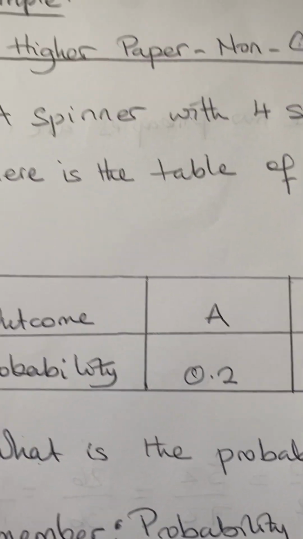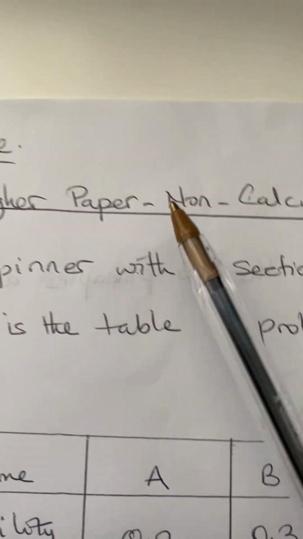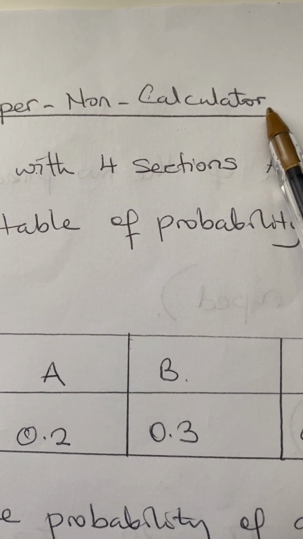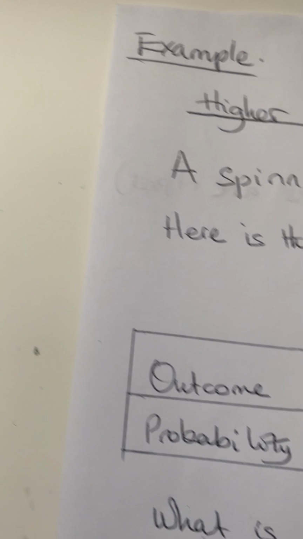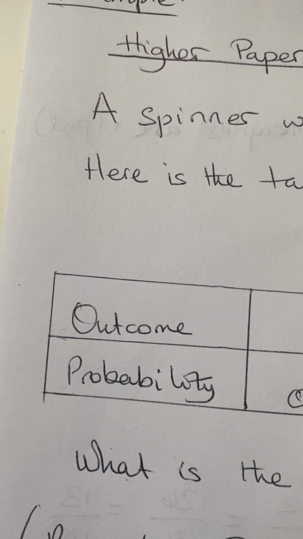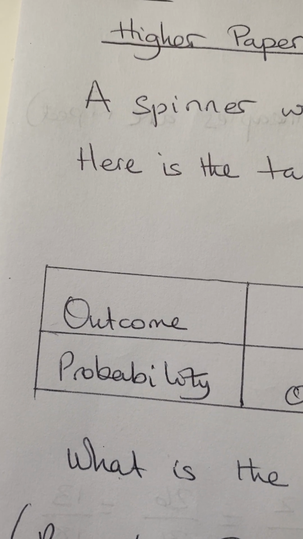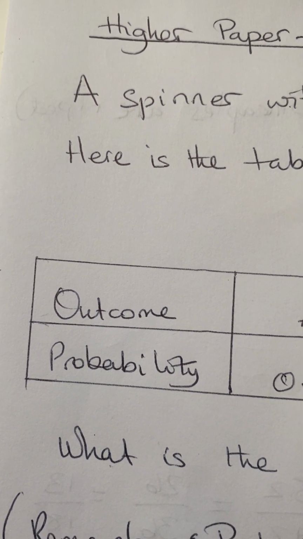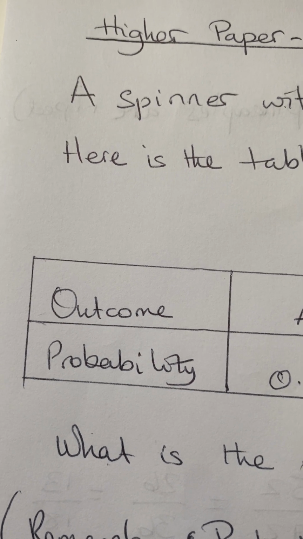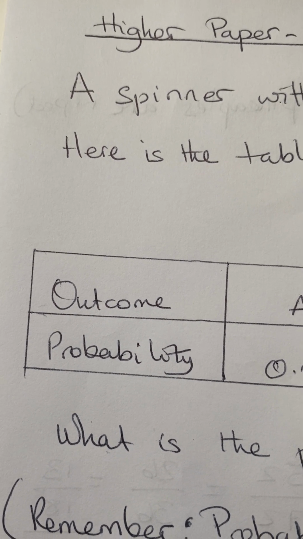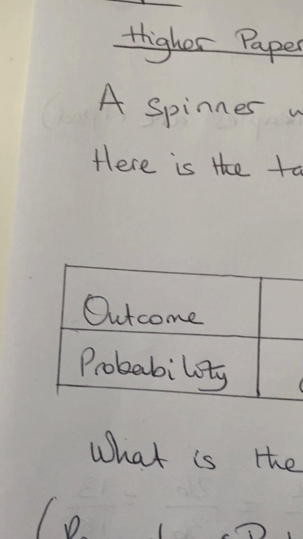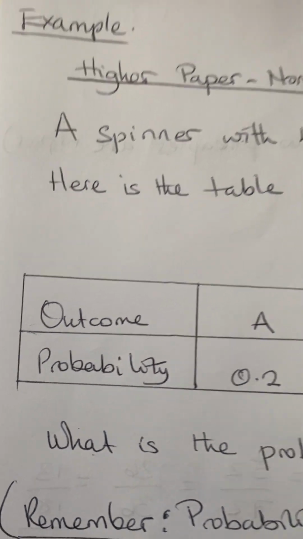Now the second question we have here, also, this is a higher paper question, non-calculator paper. Okay, we did something like this in relative frequency. Go back and watch all the probability videos, okay, and help yourself understand when to use what and when to use the other method. But the clue is always in the question.